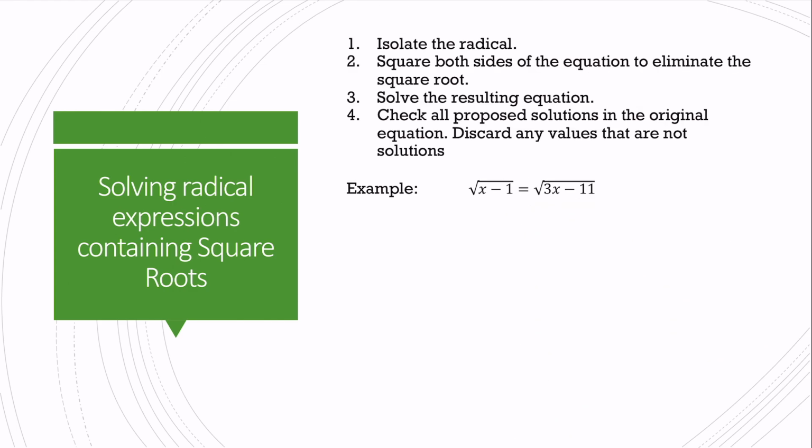Next, we need to isolate the radical. This time I've got two radicals, and they are both isolated, so I can square both sides. The square root of x minus 1 is, after I square it, the square root symbol goes away.